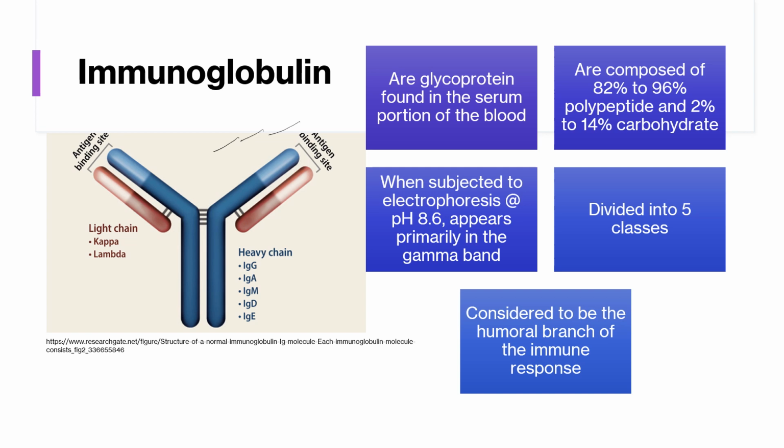Now, your immunoglobulins or your antibodies are considered to be the humoral branch of the immune response. They play an essential role in antigen recognition and in biological activities related to the immune response, such as opsonization and complement activation. Although each class has unique properties, all immunoglobulin molecules share many common features, and we'll be discussing each of them as we go along with our discussion.